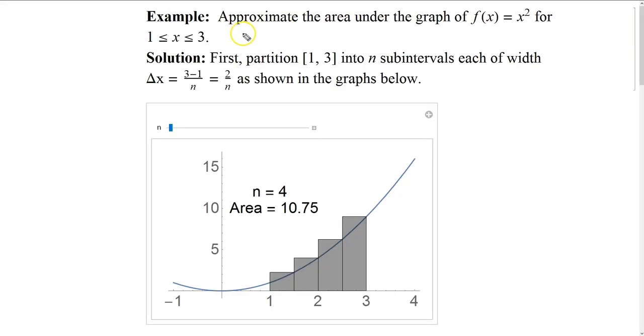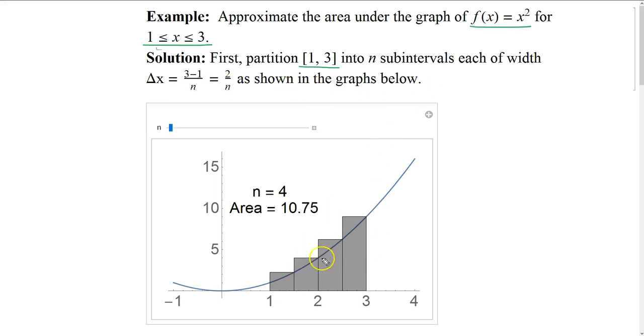Now let's take a look at an example where we approximate the area under the graph of some function. So we're going to consider the function f of x equals x squared for x between 1 and 3. And what we want to do is approximate the area under the graph of that function. So here's the way we're going to do it. We're first going to partition the interval from 1 to 3 into n subintervals. Each subinterval will be of width 3 minus 1 divided by n, or 2 divided by n, as shown below.